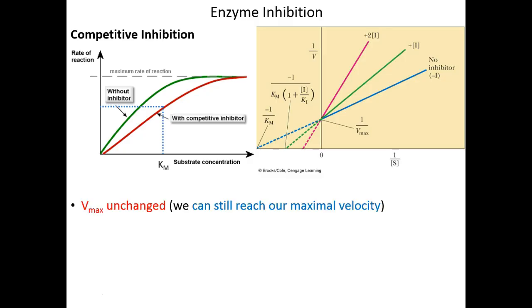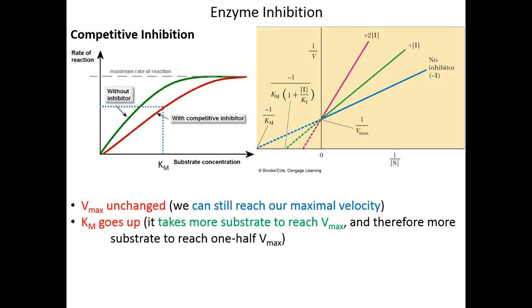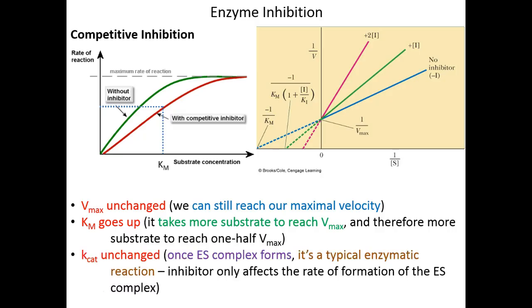So the hallmark features of competitive inhibition is that Vmax remains unchanged because we can still reach our maximal velocity. Km goes up because we have poorer binding. We need more substrate to reach Vmax. And whatever Vmax does, Kcat does. They travel together. So since Vmax was unchanged, our turnover number is unchanged as well. Once we get to the enzyme substrate complex, we can create product from there.